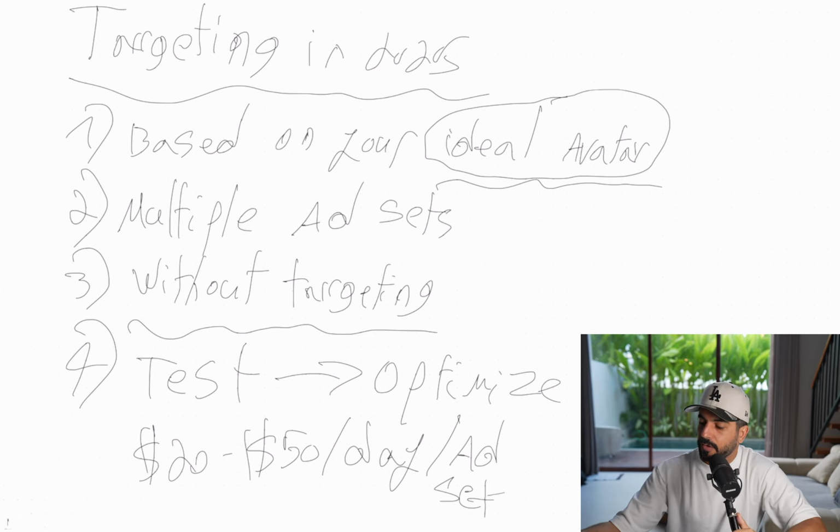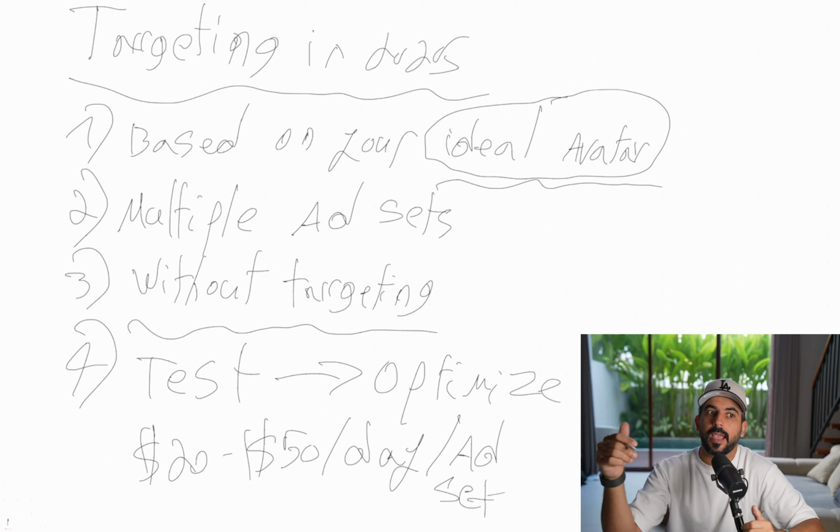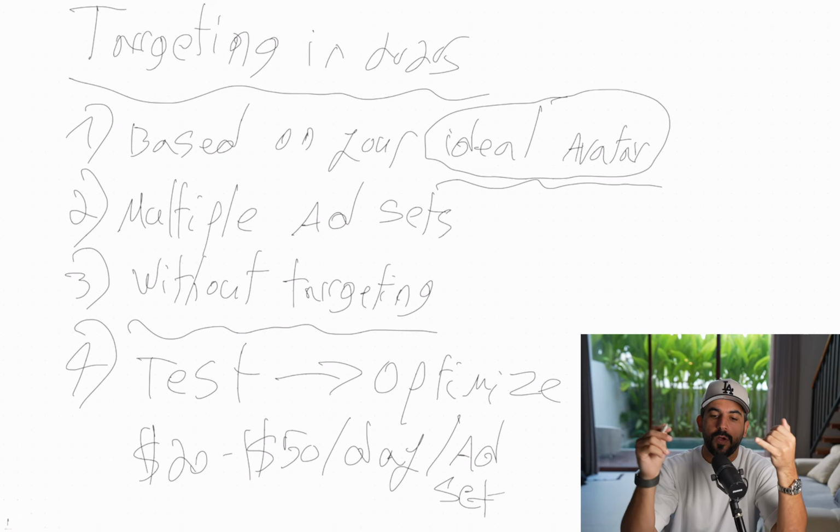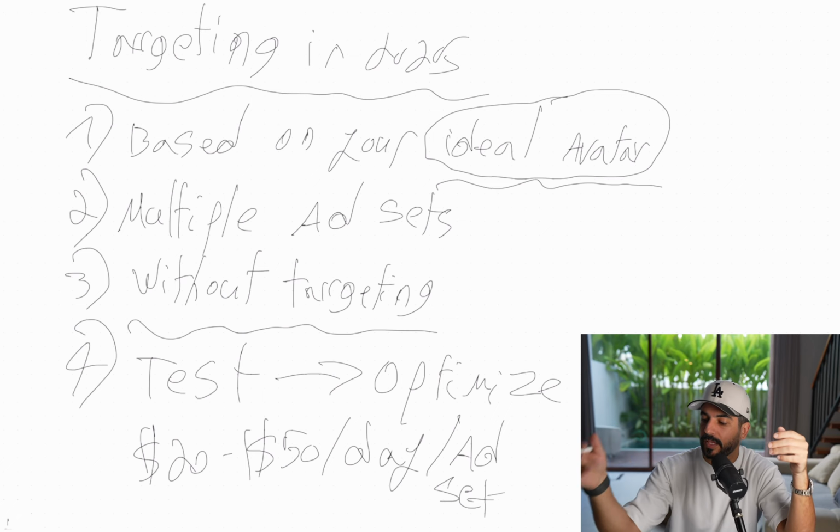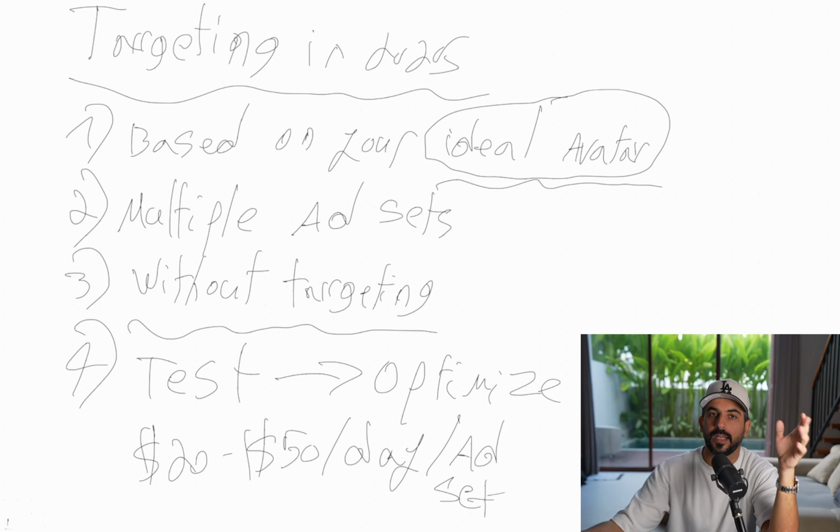And after a week, you're seeing the results. Which one of these ad sets gets the best results? If we're talking about, let's say, leads in this objective, it's the most amount of leads for the least amount of money, right? So the cost per lead for, let's say, without targeting is $5 and with our ideal avatar is $20. Obviously, we would prefer to pay $5 per lead.